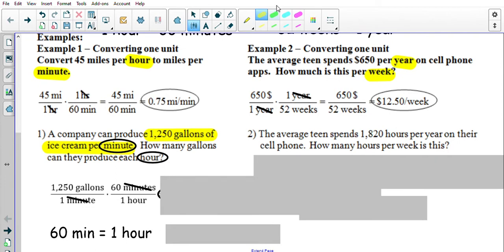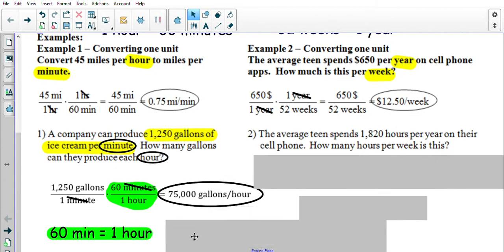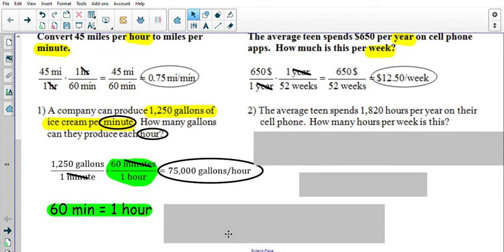I'm going to highlight this in green. So this conversion factor is my second fraction. Notice the multiplication between those two fractions since I'm multiplying this by this. So we take 1,250 times 60 on the top. That's going to get us the number of gallons. And then on the bottom, we're going to have our number of hours because hours is left here. So we get 75,000 gallons per hour.